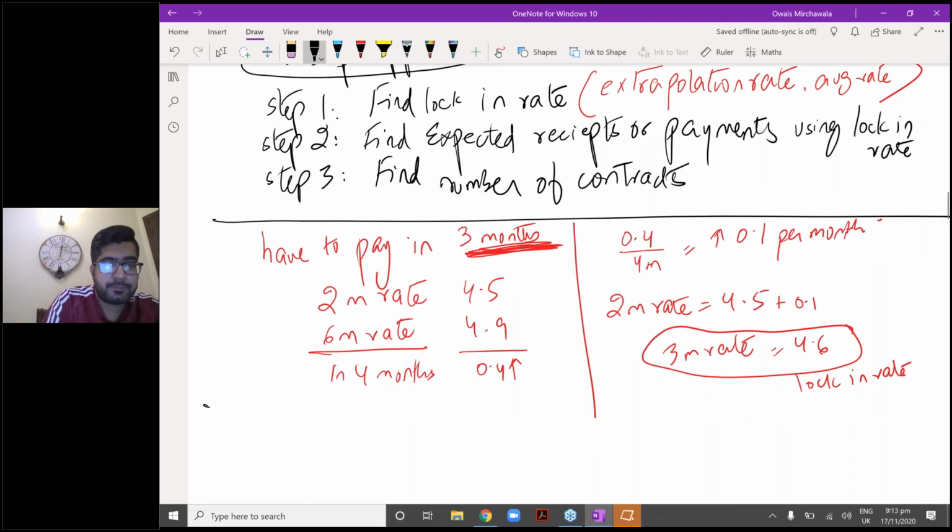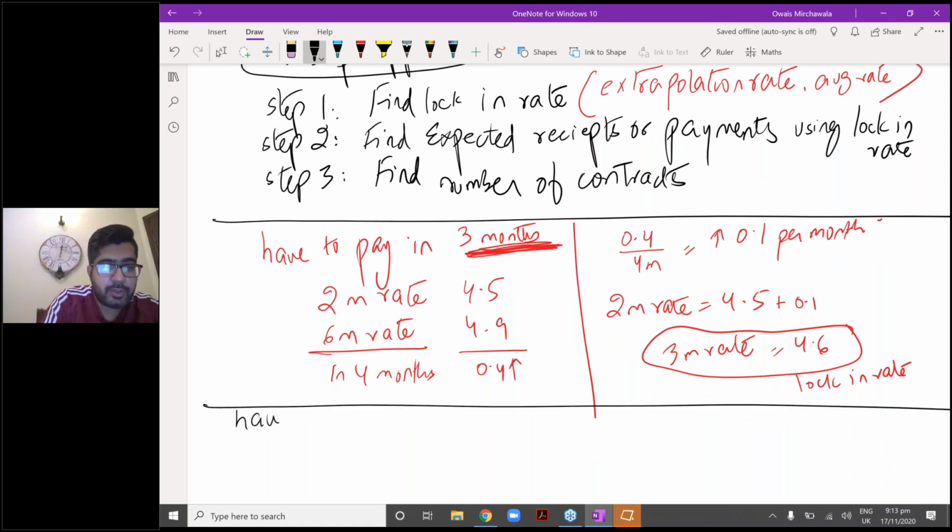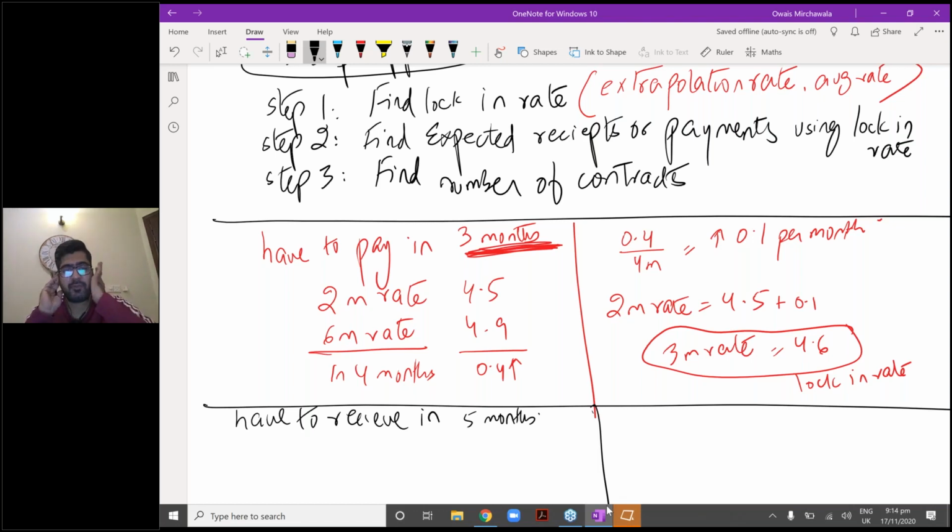To make it further clear, let's suppose you have to pay someone or you have to receive from someone in 5 months. If you have to receive from someone in 5 months, you need a 5-month rate, right? If the 5-month rate is given, fine. Let's suppose the question gives the 3-month rate as 6 and the 6-month rate 6.6. Okay, you need a 5-month rate.